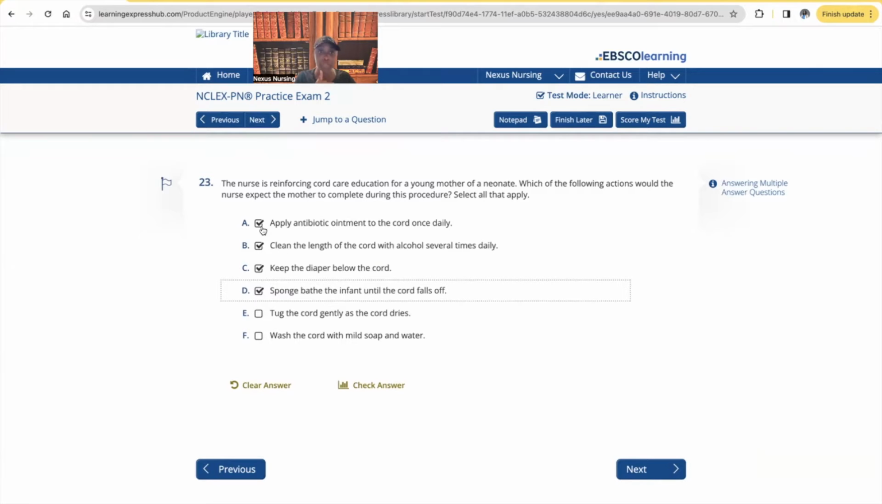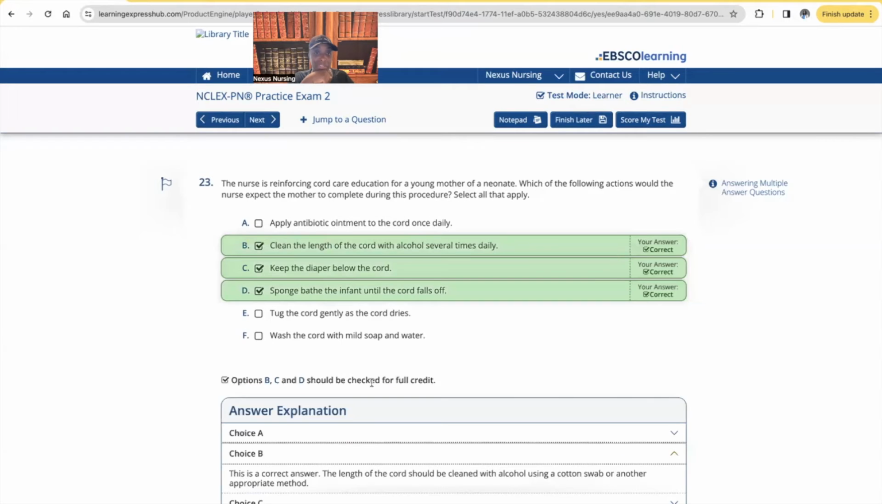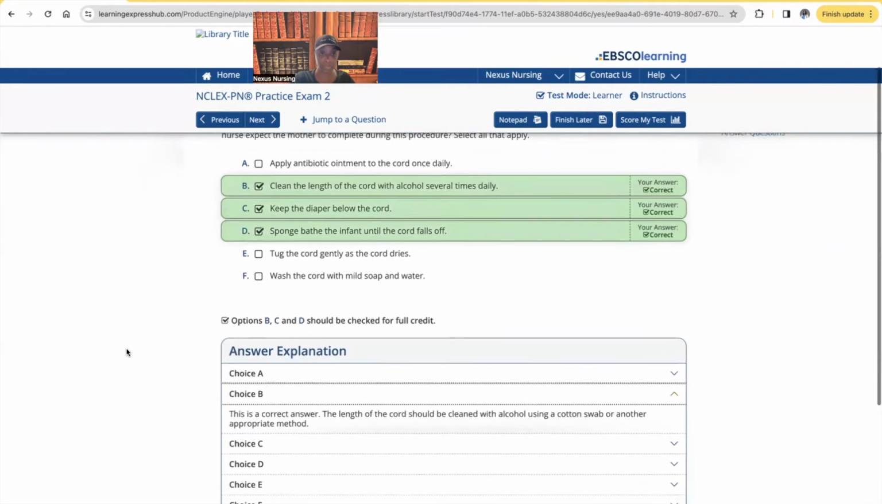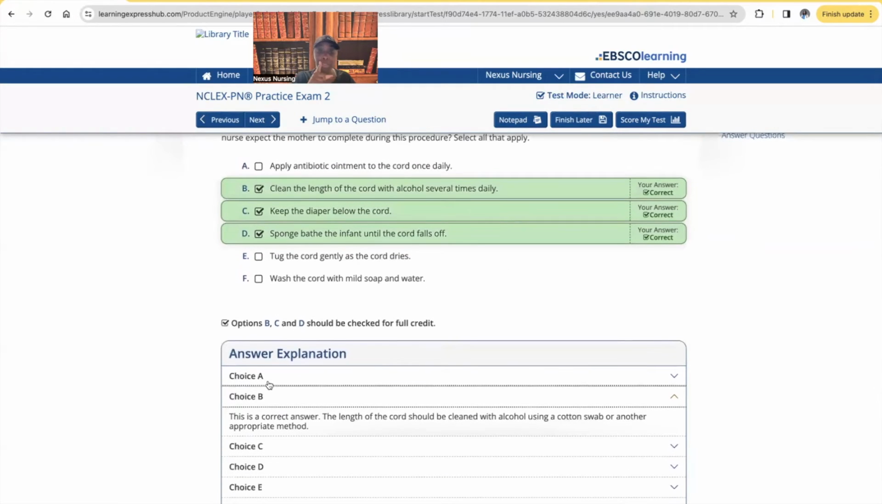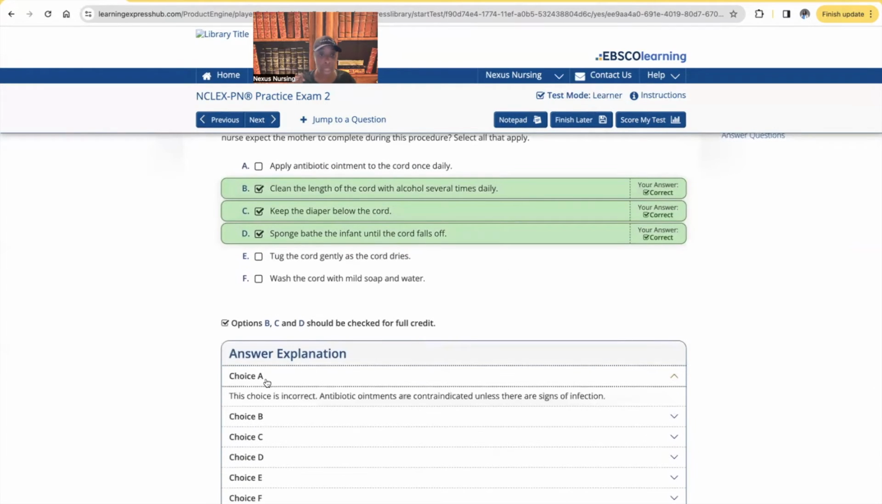That ointment, no, that's false. We used to do this. We don't do that anymore. I'm removing it. Let me see what it says. Okay, good. B, C, and D. Okay, B, C, and D. Let me see what it says for A, because this is, I'm aging myself, guys.